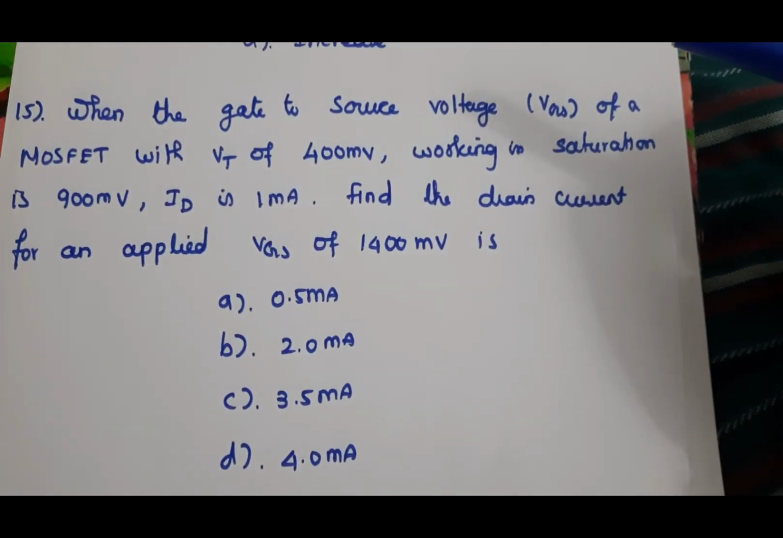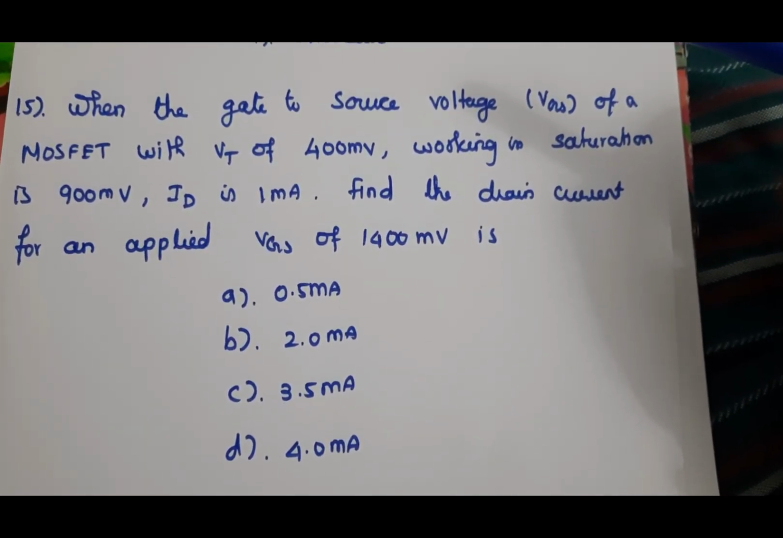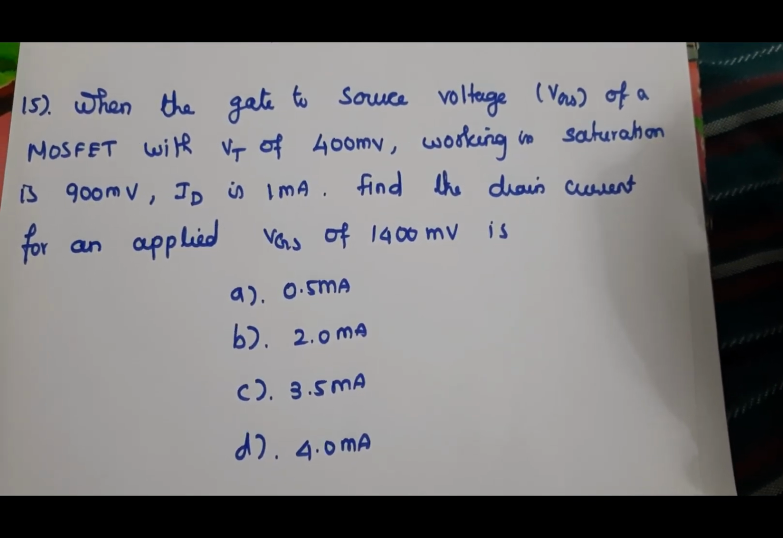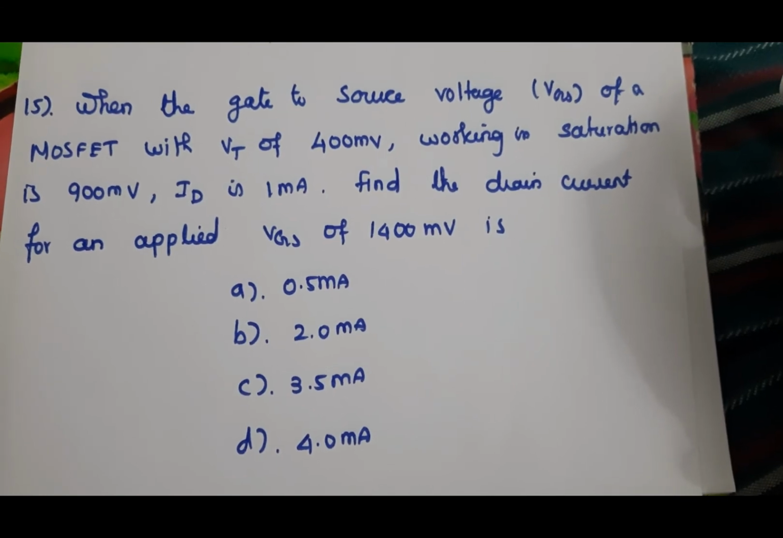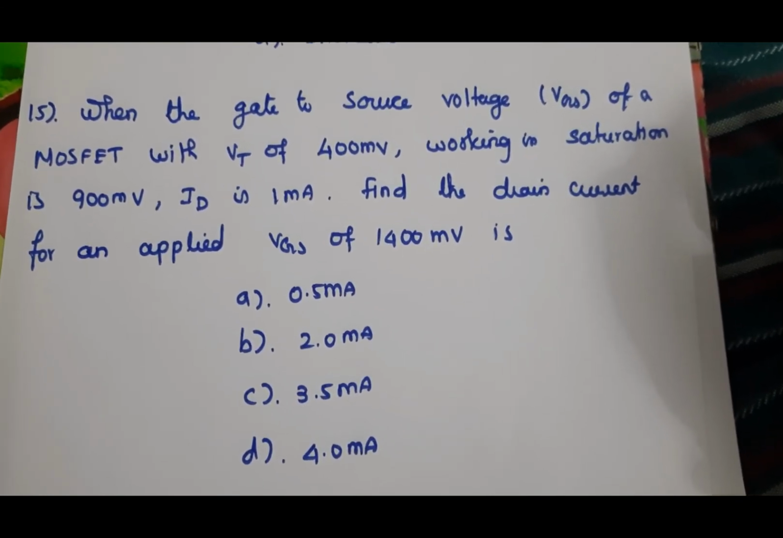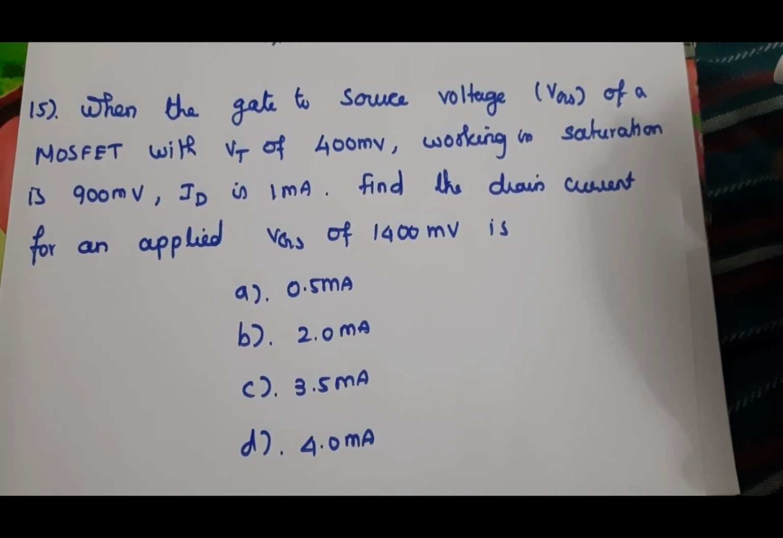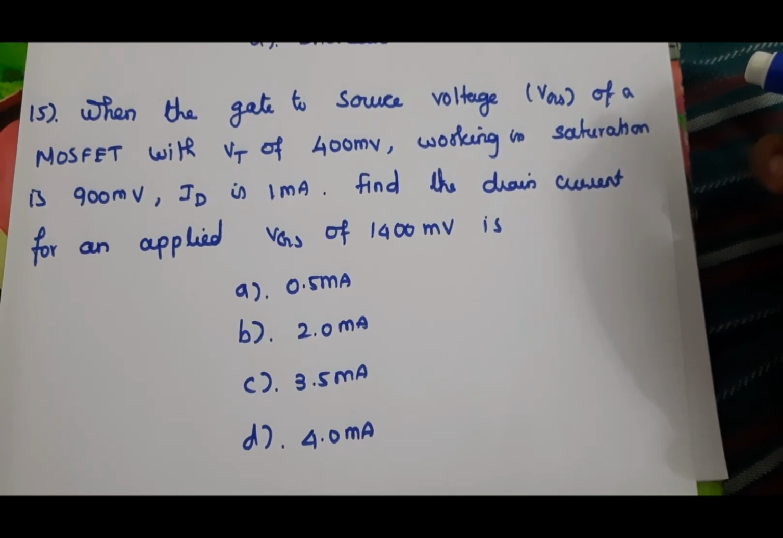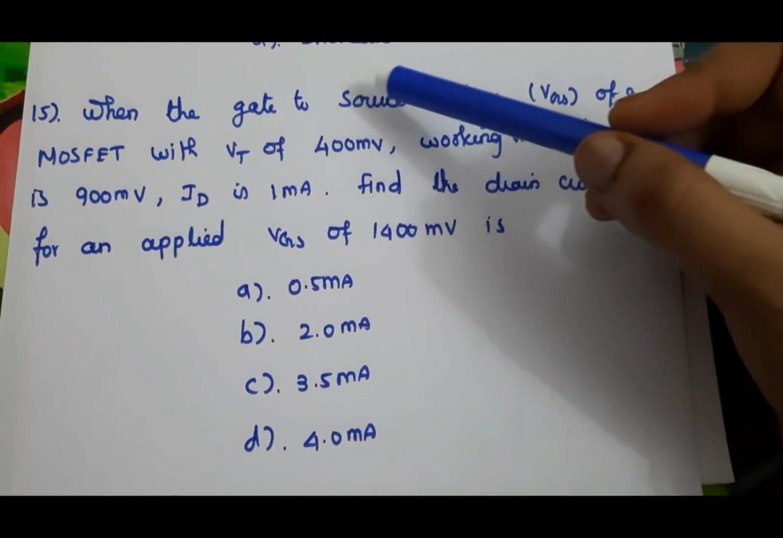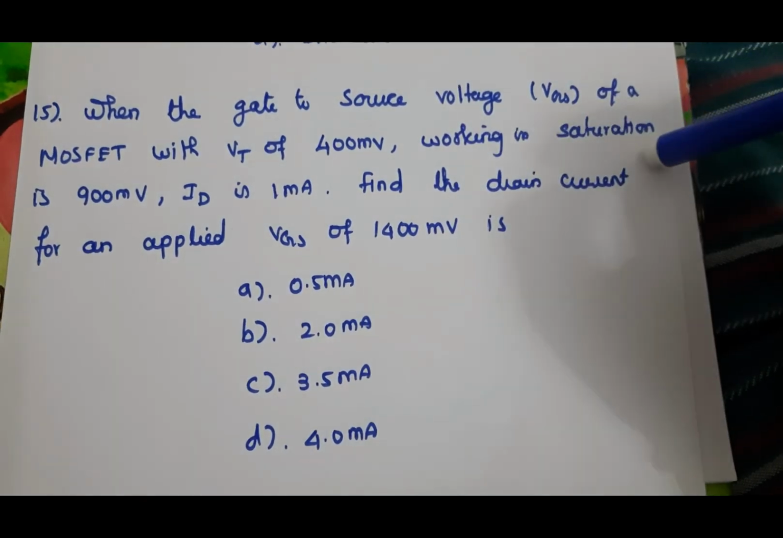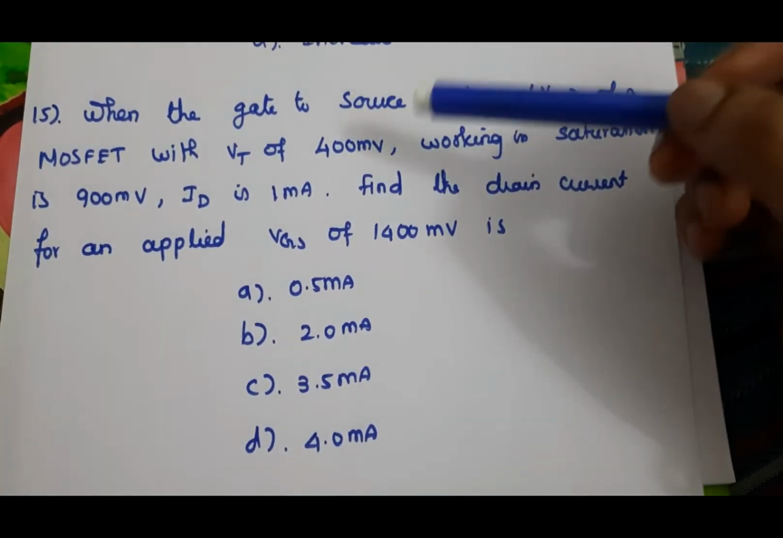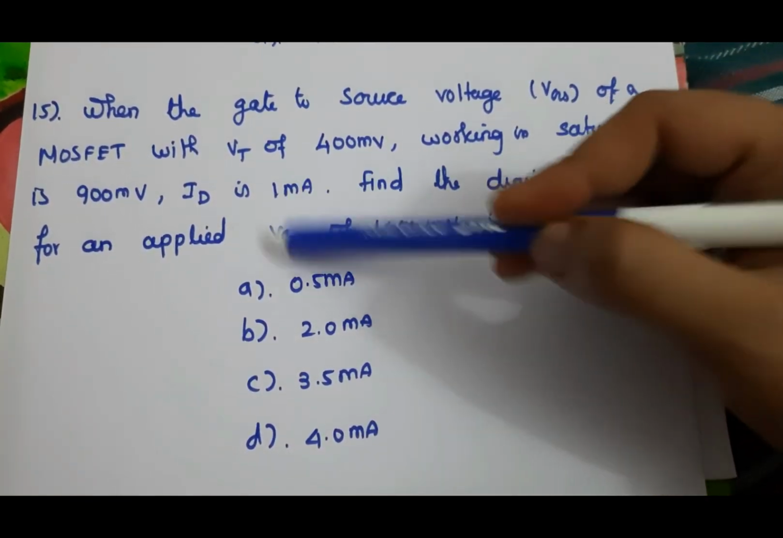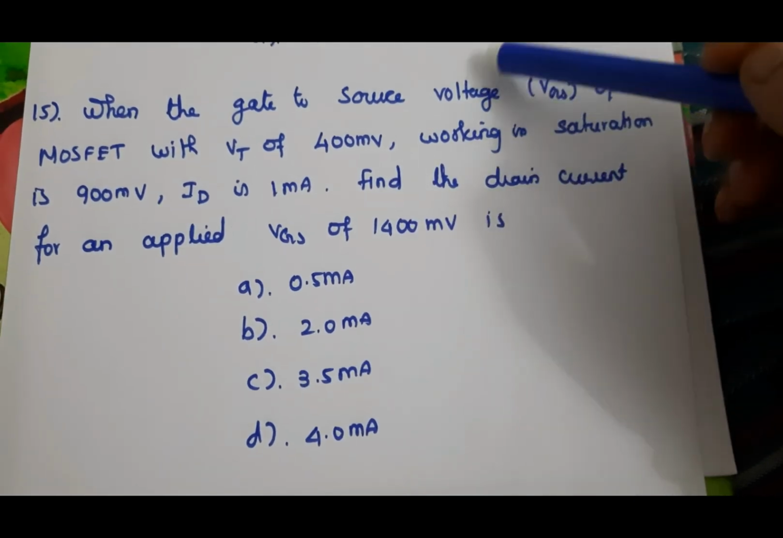Next question, when the gate to source voltage of a MOSFET with VT of 400 millivolts working in saturation is 900 millivolts, ID is 1 milliamp. Find the drain current for an applied VGS of 1400 millivolts, and find the correct answer. And here VT is equal to 400 millivolts, working in saturation, VGS is 900 millivolts, ID is 1 milliamp. Find the drain current for an applied VGS of 1400 millivolts and find the correct answer here.